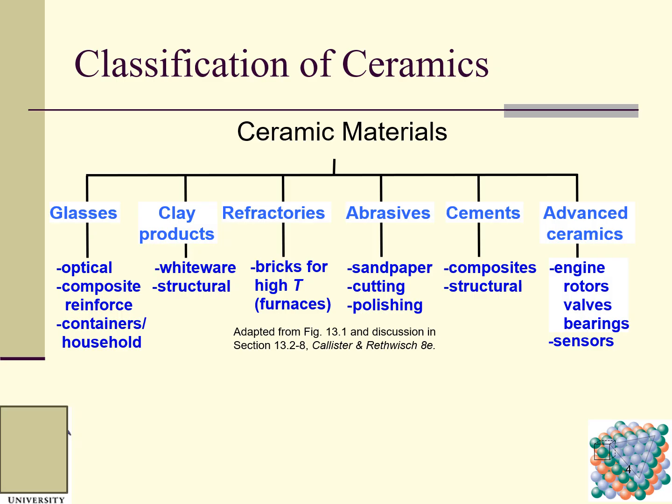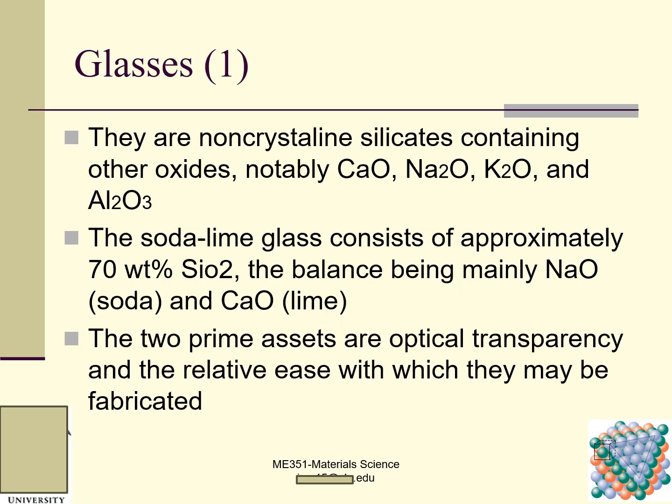Another category is advanced ceramics. For example, we use these advanced ceramics to make engines, rotors, valves, bearings, and sensors. So I want you to know we have 6 different categories, and these categories have several applications. You should know that. And so we talk about glasses first.